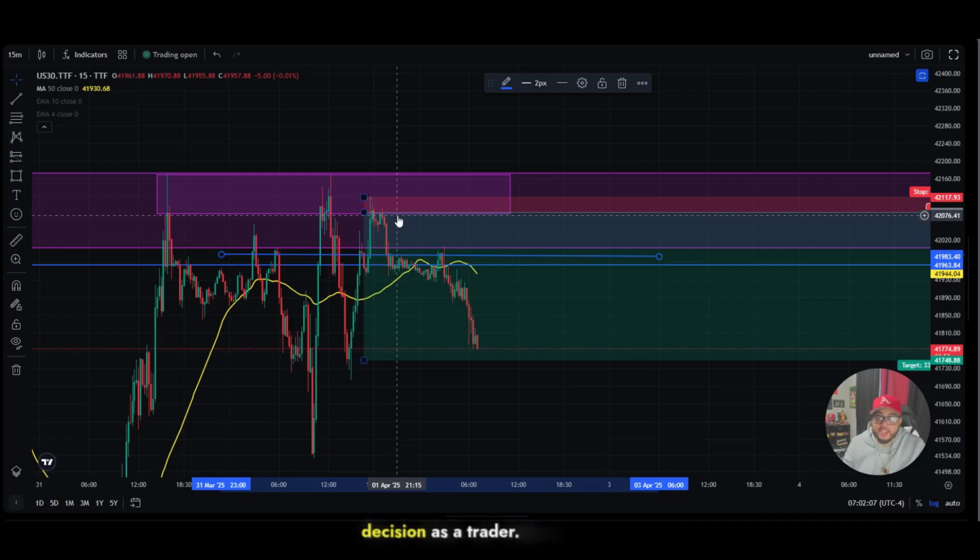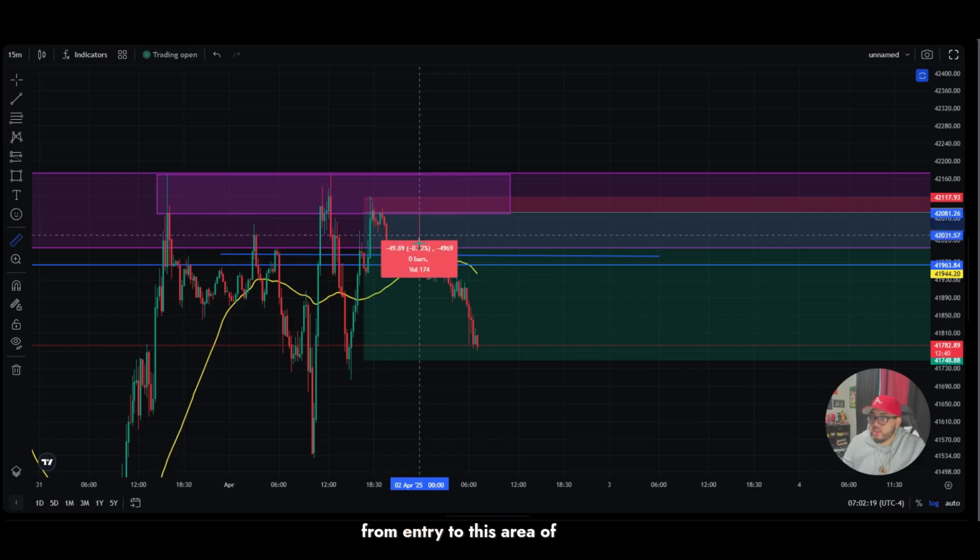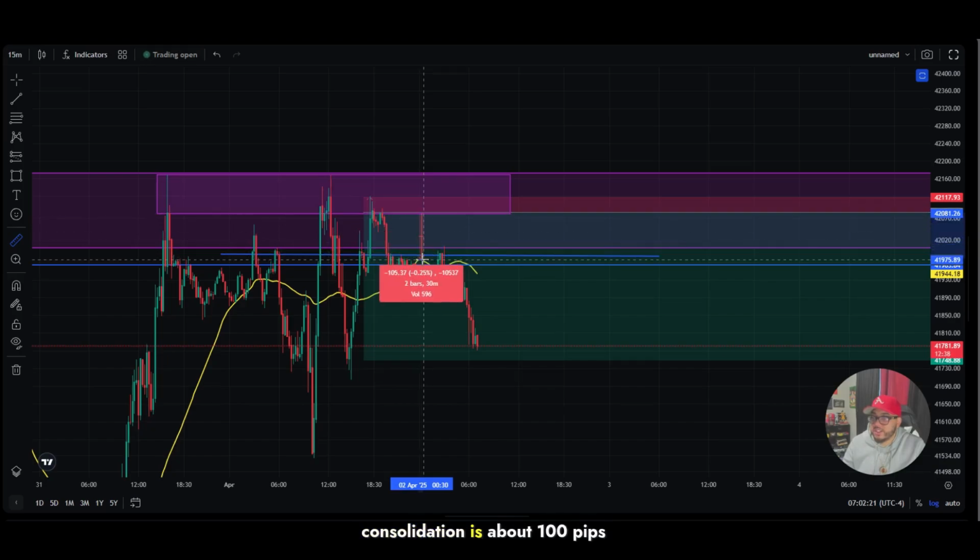We start to see a lot of momentum slowdown. This is where you make a decision as a trader. Am I putting it at break even, so that way it becomes a risk-free trade, or am I just going to take my profits and get out for the day? At this point right here, from entry to this area of consolidation is about 100 pips. And that happened in about 2 candles or so, 1 candle really, right?